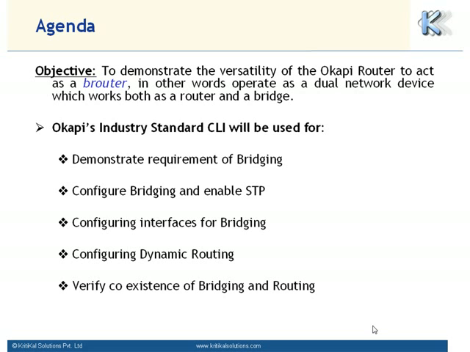To set up the B router, we will use the industry standard CLI. First, we identify the need for bridging. Thereafter, we will configure bridging through the bridge command and also enable STP or spanning tree protocol for the bridge. In the next step, we will set up the interfaces for bridging, that is, associate the interfaces to our bridge through the bridge group command. Additionally, to allow routing of packets, we will also configure dynamic routing over the same router. Finally, we would verify the coexistence of bridging and routing.